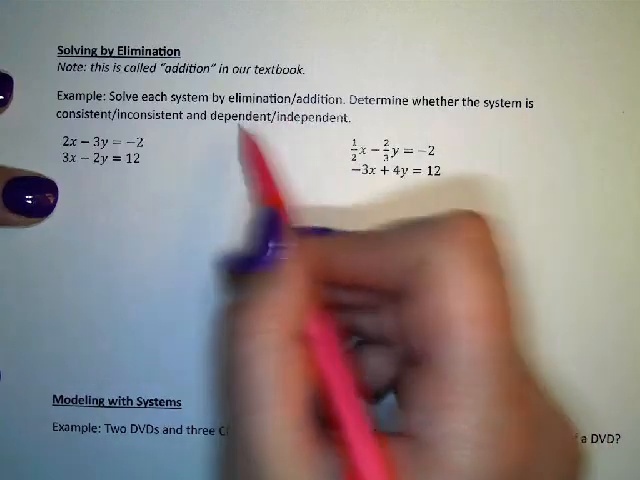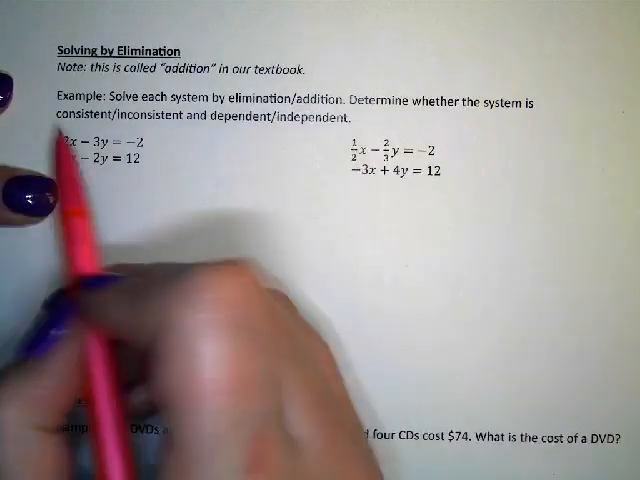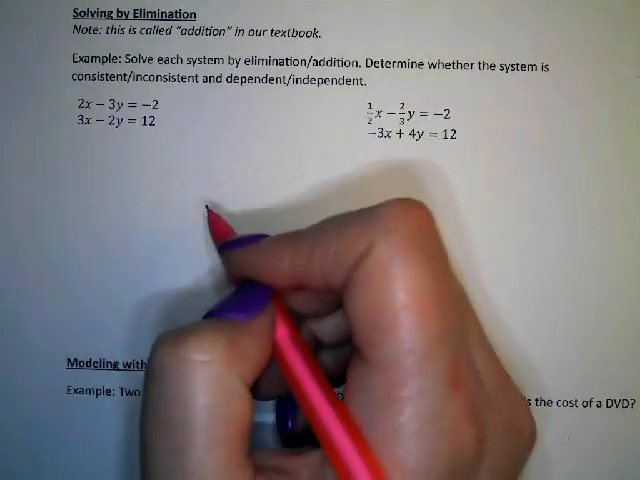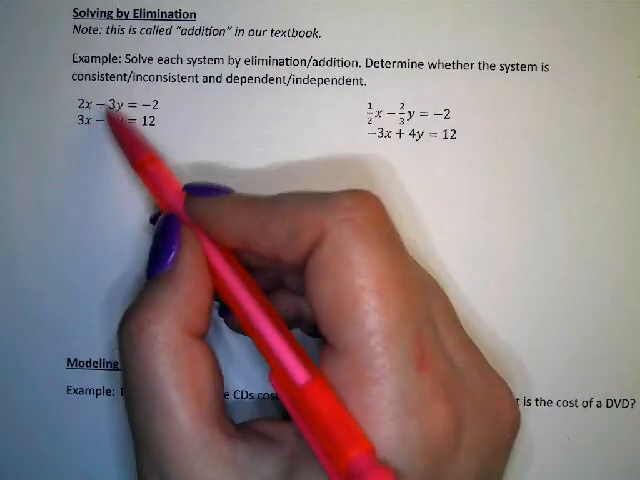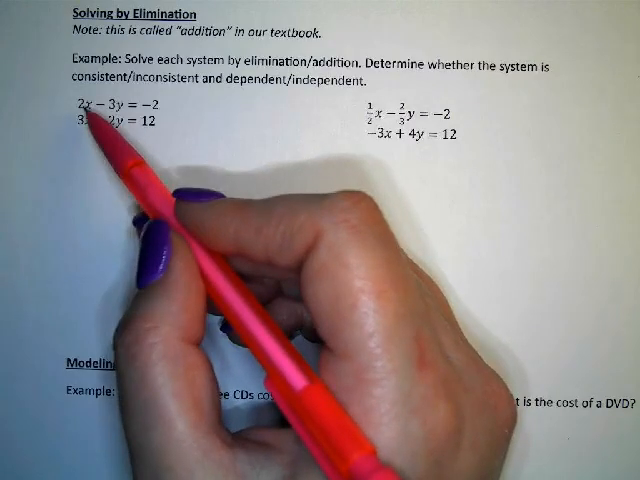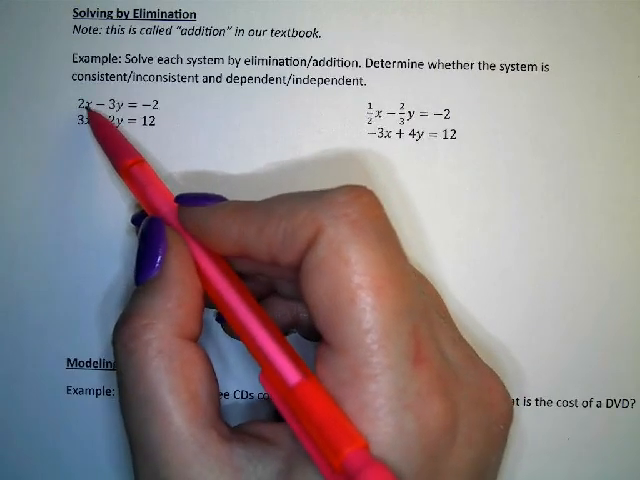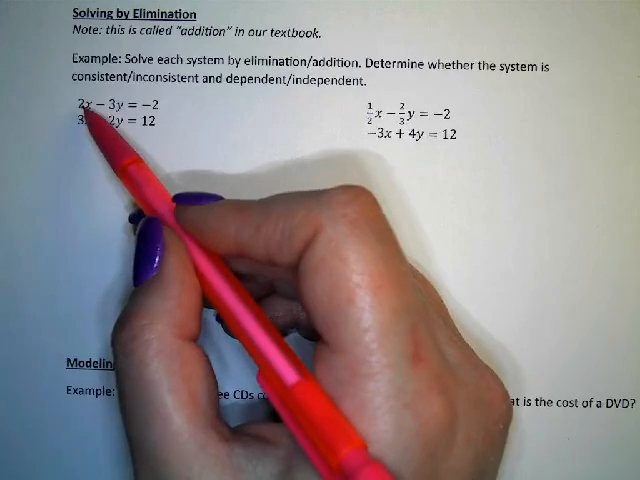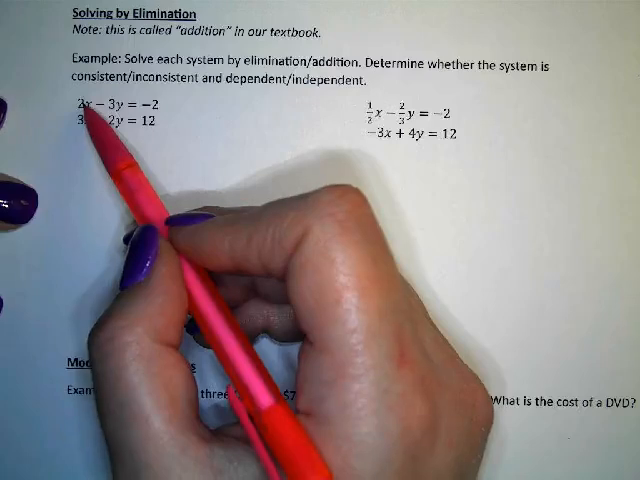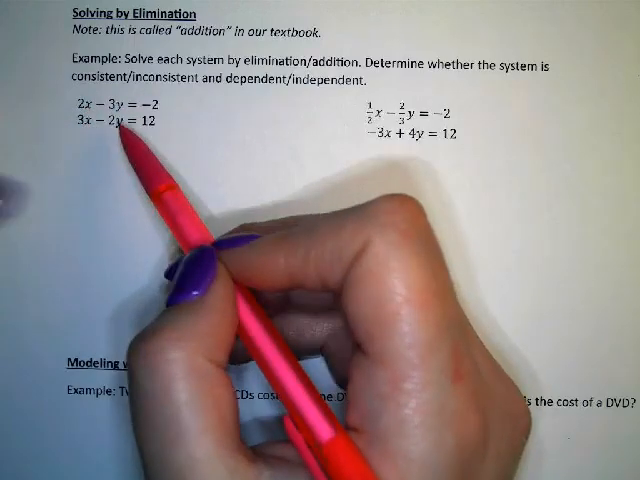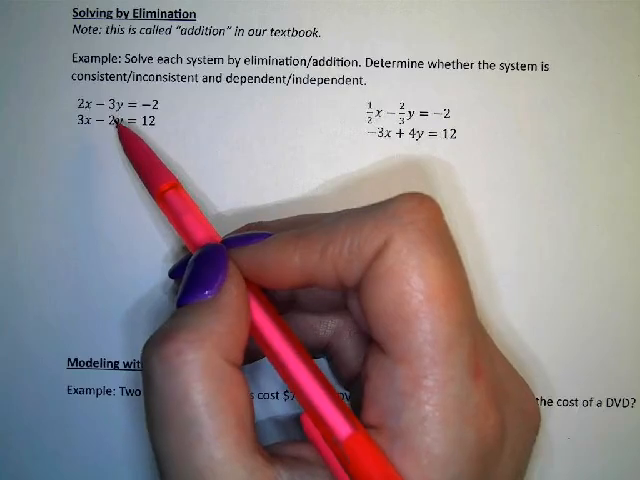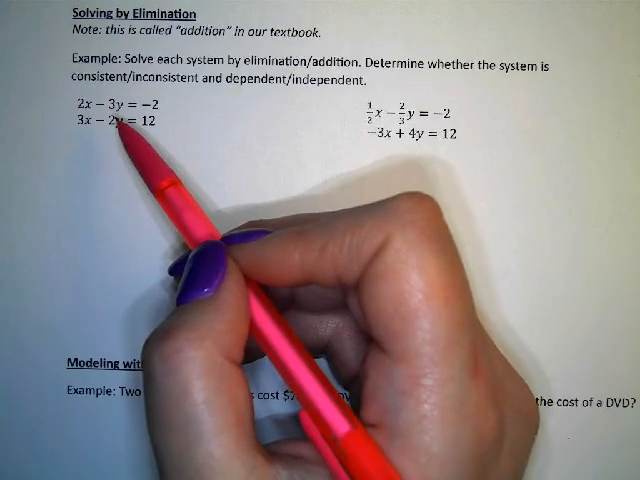So we're going to solve by elimination, and the goal with elimination is to line up the two equations and get one of the variables to cancel each other out. You're going to do that by having coefficients that are the same number but opposite signs. So here I could cancel the x's or cancel the y's. It doesn't matter which one I want to cancel. Some people always cancel the same variable. Usually I go with whatever one seems the easiest.